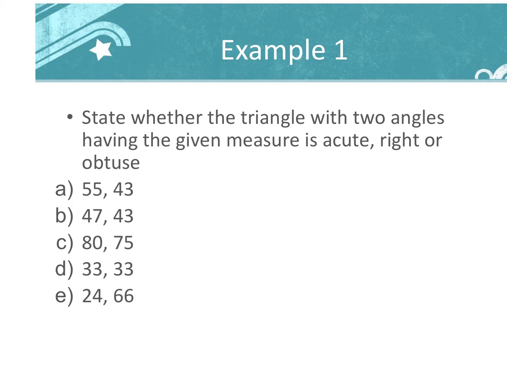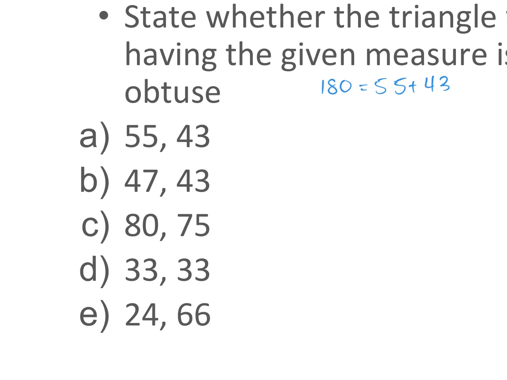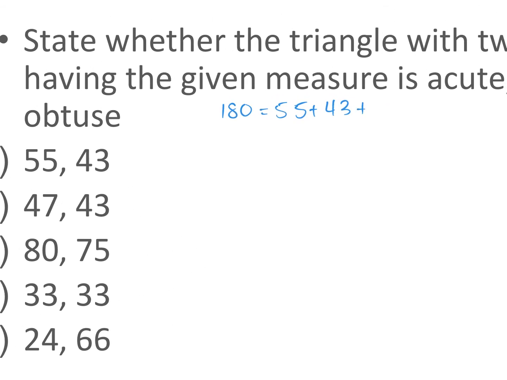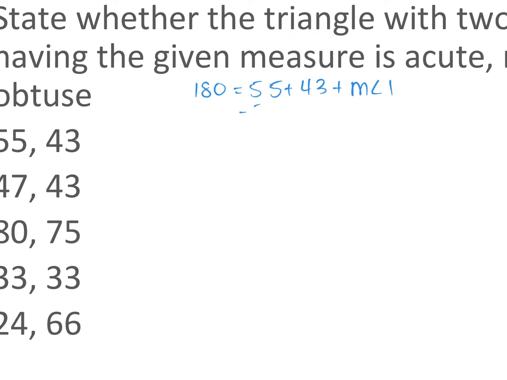Okay, so we're going to determine whether the triangle with the two angles given is an acute, right, or obtuse triangle, okay? So 55 and 43 are the first two angles. Those two are both acute. So how we find the third one is we do 180 needs to be equal to 55 plus 43, and then we'll do plus the measure of angle 1. We'll call angle 1 the last angle for each of these, okay? So in order to find the measure of angle 1, you subtract 55.